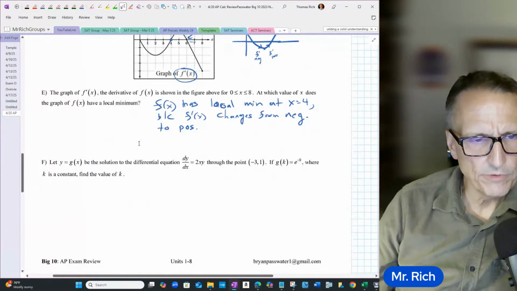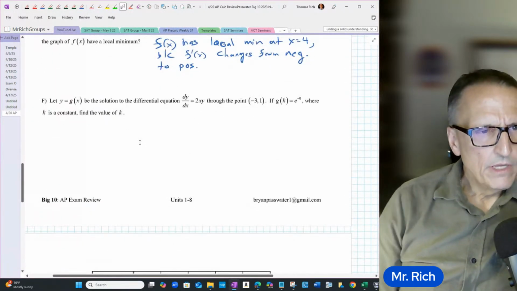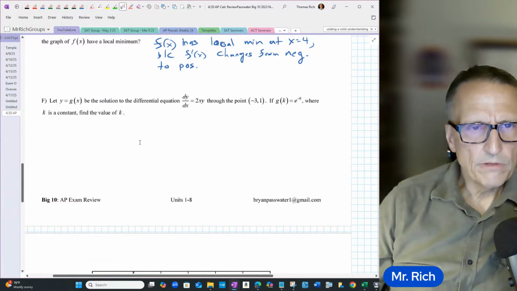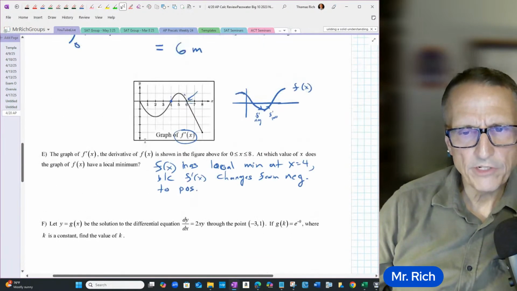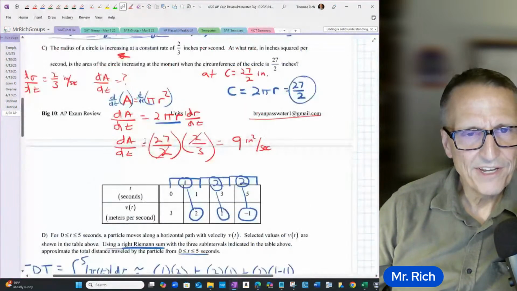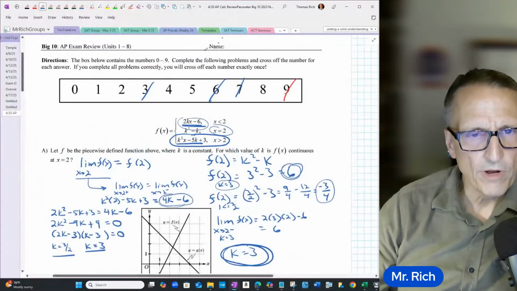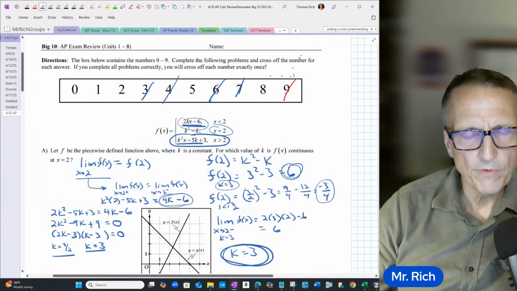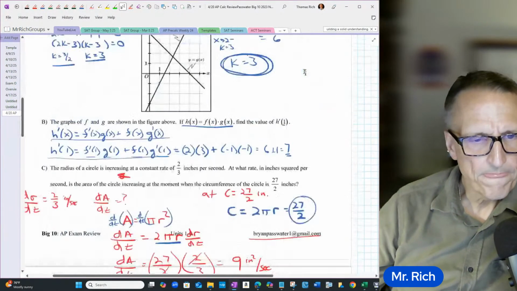Excellent. Let's go to F. Let G. Oh, so okay. So 4 was our answer there. As we follow our trend here, we can cross 4 off. So 1, 2, 3, 4, 5. So we are halfway through.